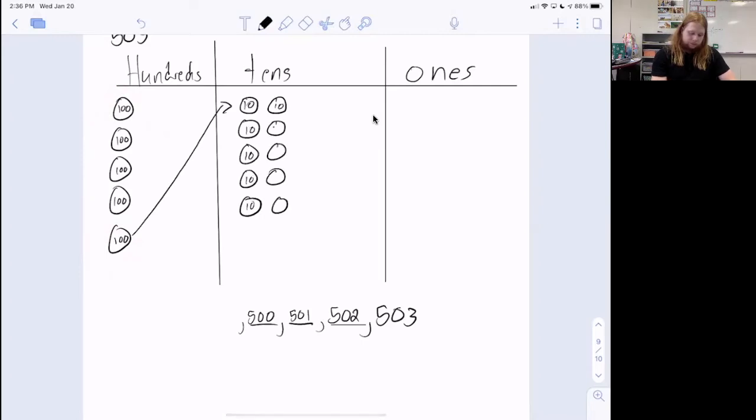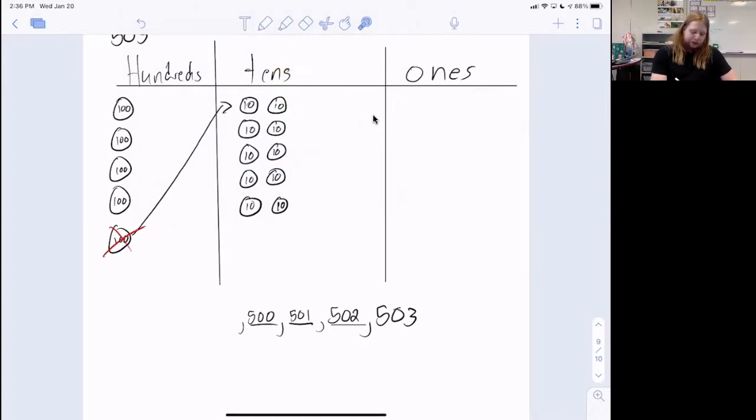Awesome. Now that we took away that 100, let's put a big red X through this 100 because we don't need it anymore. We traded in our 100 chip for 10 chips. Now let's take away that 1. Oh, wait, we can't. Oh man, there's nothing there. How are we supposed to take away if there's nothing there?